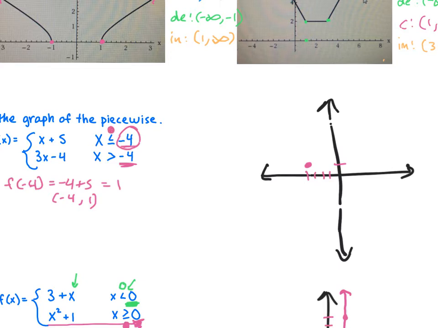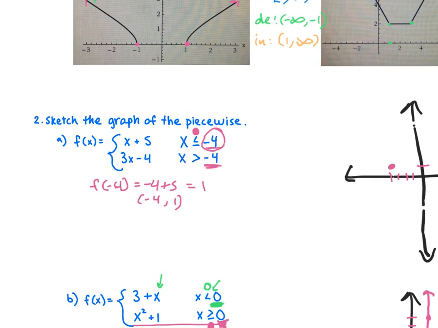Next, we need to plug in another number that is less than -4. So we can plug in -5. So we have f of -5 is equal to -5 plus 5, which is 0. So our next point is -5, 0. So we go to the left 5 and stay at 0, and then we just connect these two dots with a line. Since it's just an x, it's not x squared, it's not square root, it's nothing special, it's linear, so we connect our 2 points with a line.